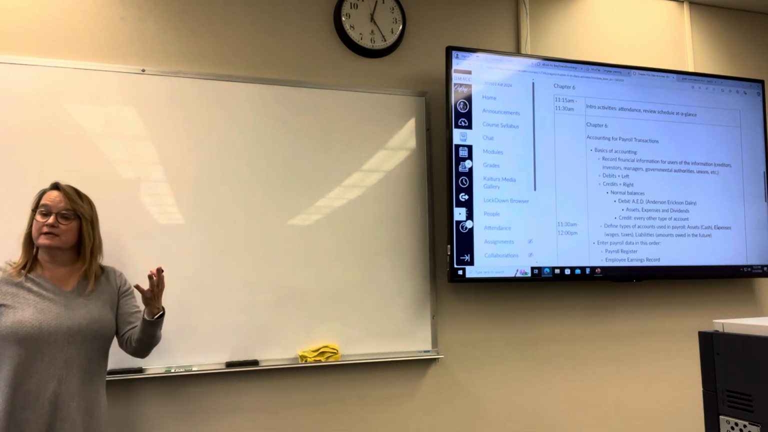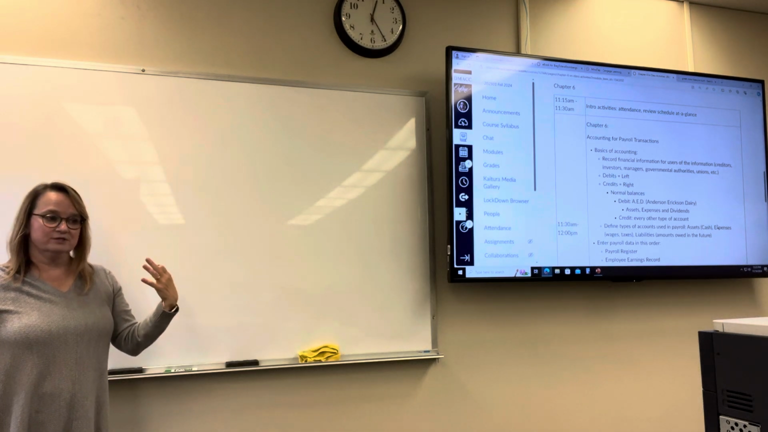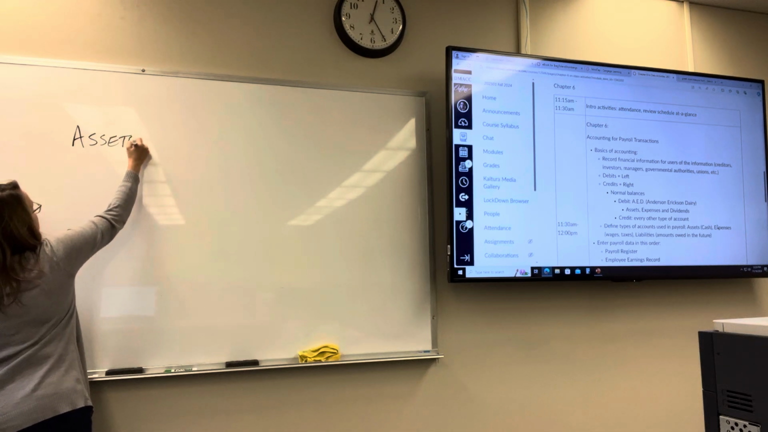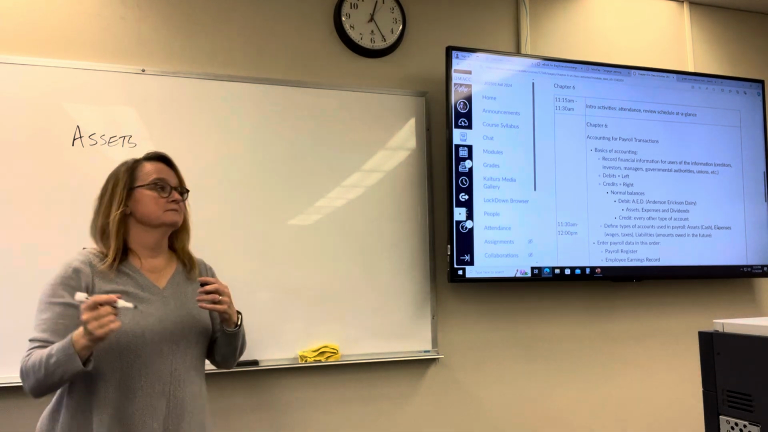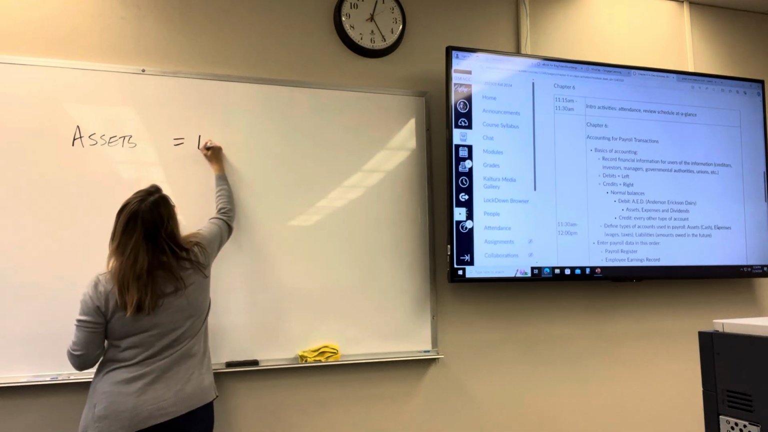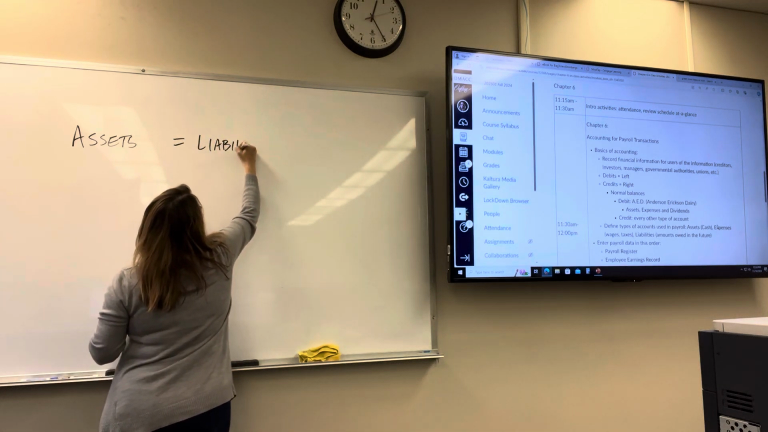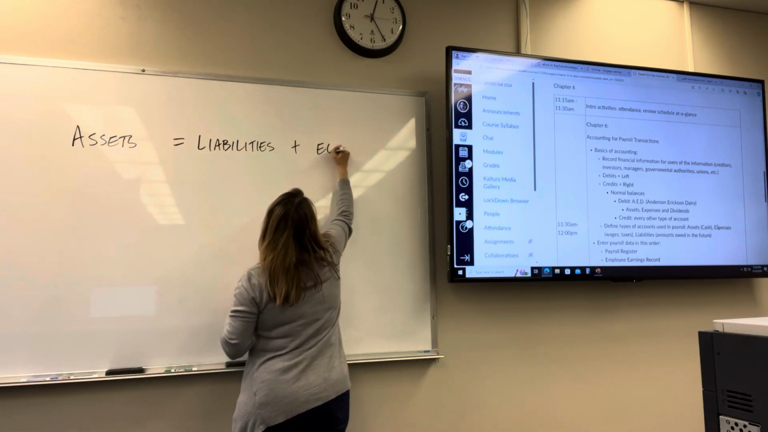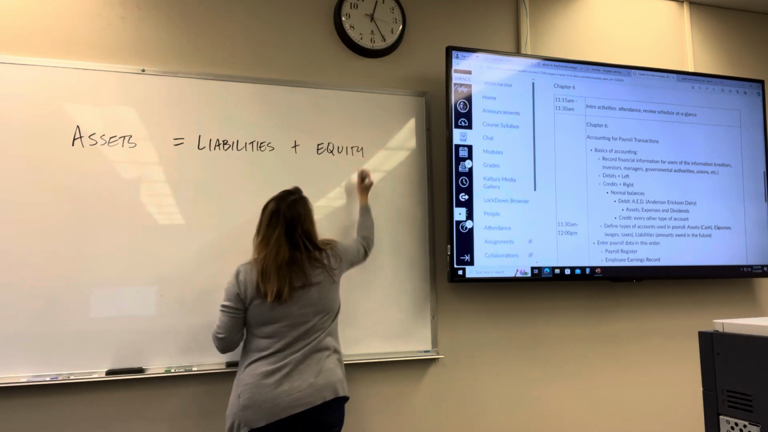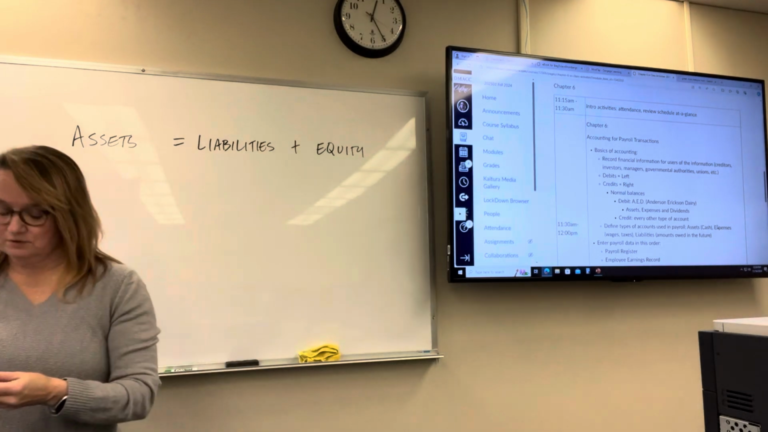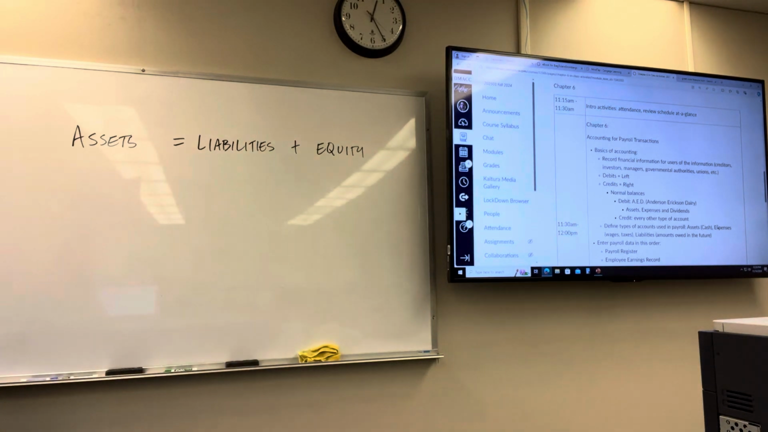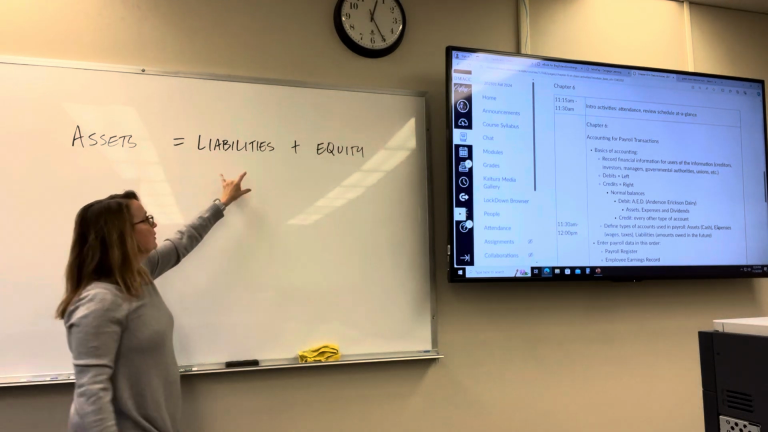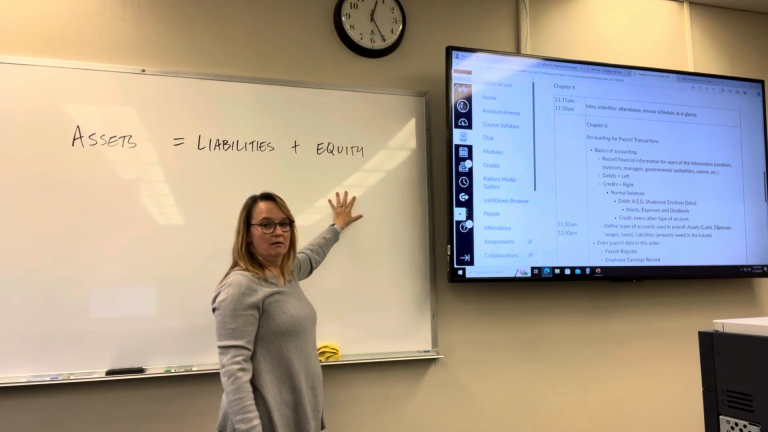First off, let's start with the accounting equation. There's an equation, right? Assets equals liabilities plus equity. And these, they always have to equal. This again always has to be in balance. So whatever your total assets are has to equal what your liabilities plus your equity are.